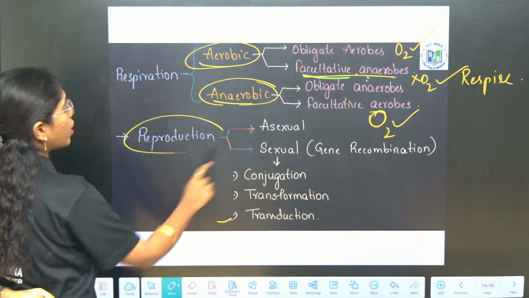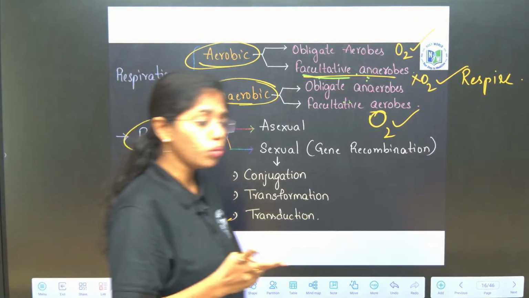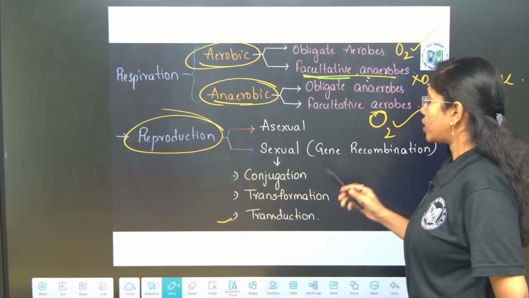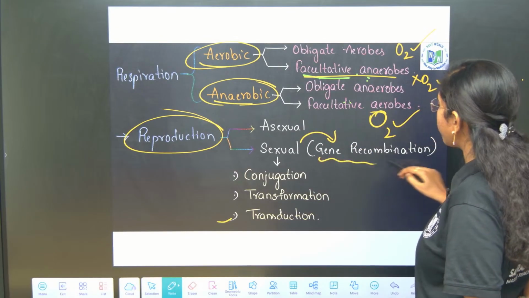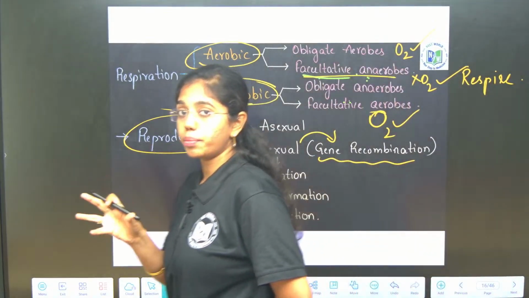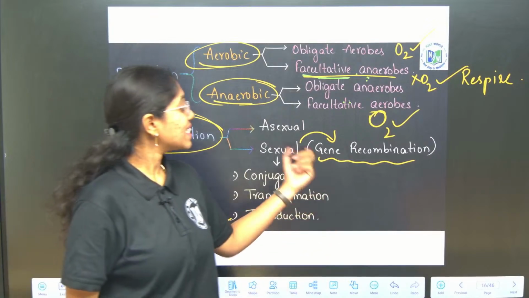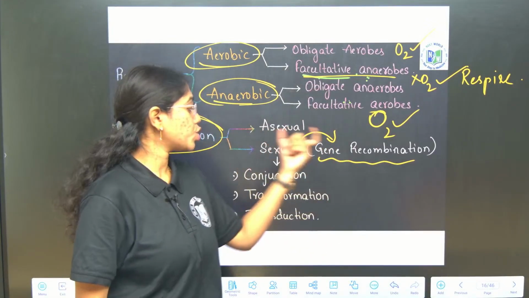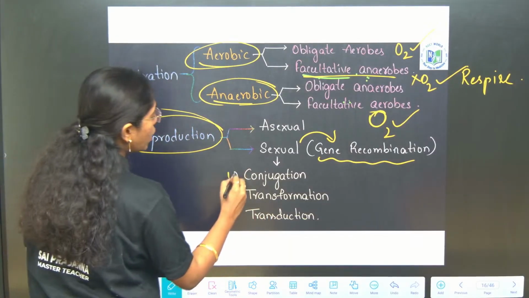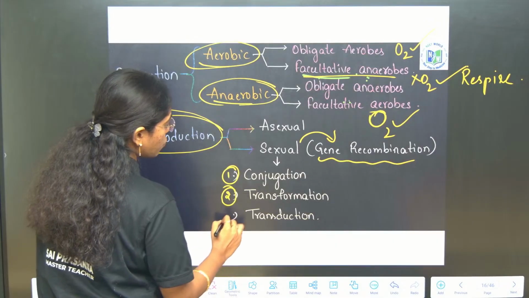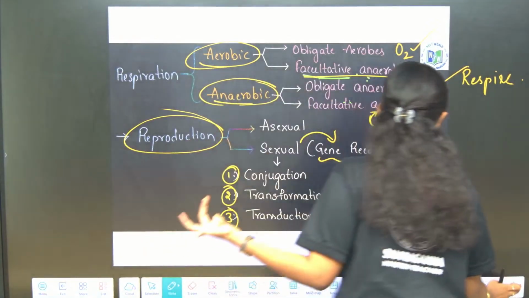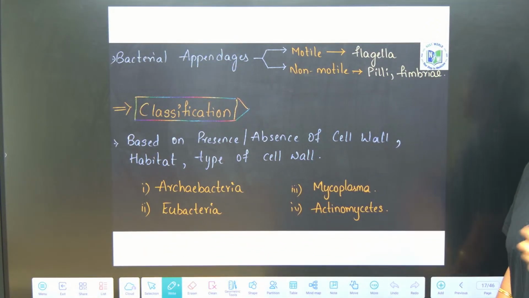Here you see reproduction. Reproduction is of two modes, asexual and sexual. In the sexual mode of reproduction you can see gene recombination. Rather than calling it sexual reproduction, it is more evident to call it gene recombination or sexual recombination. Three modes of sexual recombination are observed. First is conjugation, second is transformation, third is transduction.